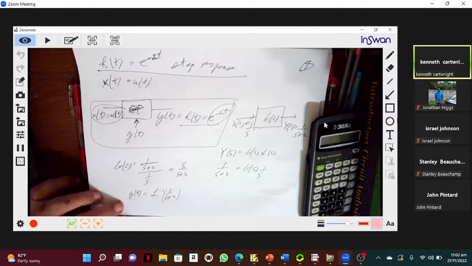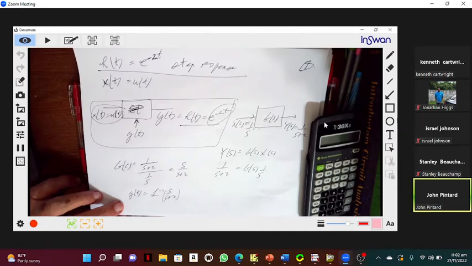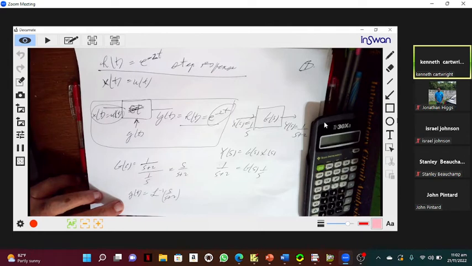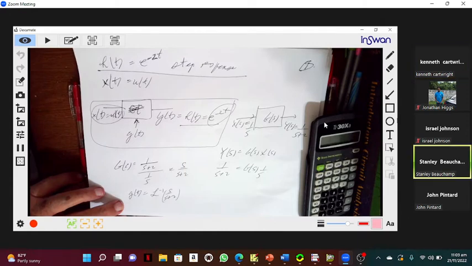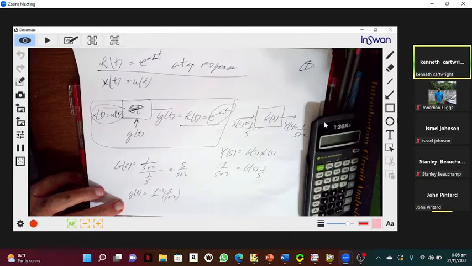How are we going to find that? E to the 2T. Well, that's wrong for two reasons. Oh, it would be E to the minus 2T. That's still wrong. S is in the numerator. Thank you very much. See, you don't know because you don't study.